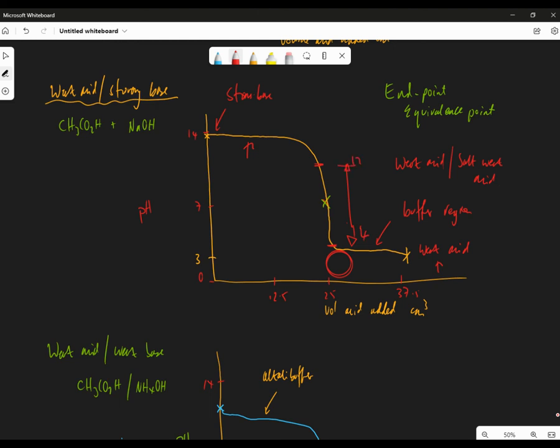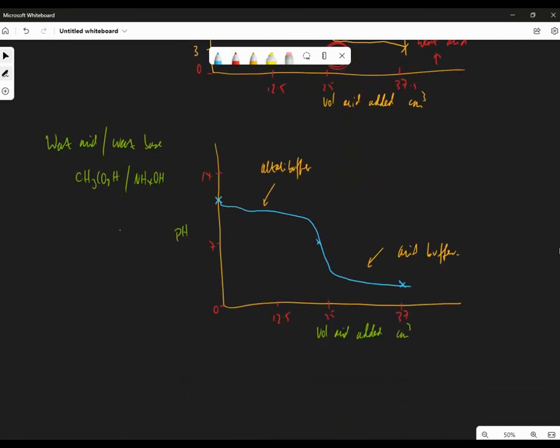Okay, an indicator that works between these two. Now, the most picky one is this one. This one, you can't use the top end, you can't use this area, you can't use the bottom end. So this one must change in this region, which is like 9 to 4 or something. This is the weak acid, weak base. You use indicators with a narrow range. Okay, and there you go.